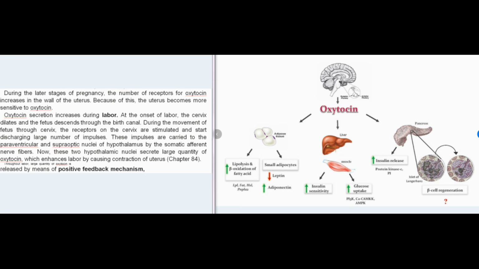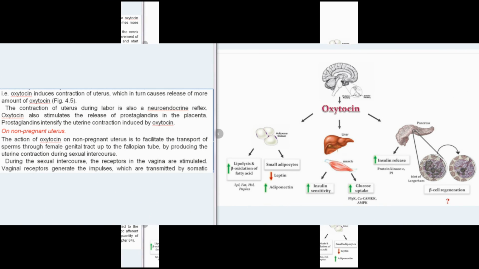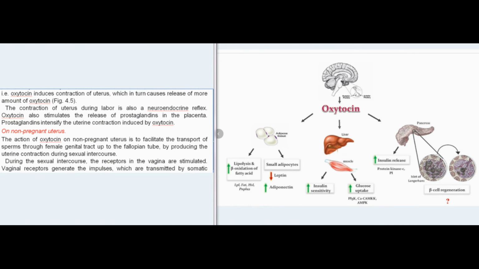Throughout labor, large quantity of oxytocin is released by means of positive feedback mechanism, i.e. oxytocin induces contraction of uterus, which in turn causes release of more amount of oxytocin, Fig 4.5. The contraction of uterus during labor is also a neuroendocrine reflex. Oxytocin also stimulates the release of prostaglandins in the placenta. Prostaglandins intensify the uterine contraction induced by oxytocin.